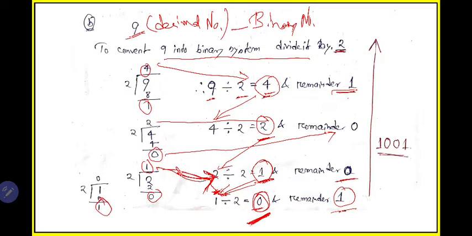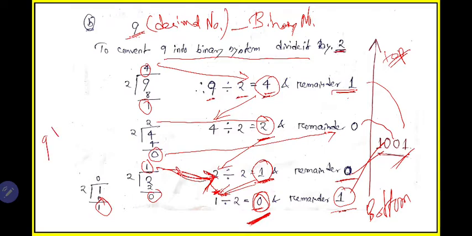Now the rule is write from bottom to top. So let us start writing from here: 1 0 0 1. So this is your binary number, which means the decimal number 9 when converted equals the binary number 1001. Okay.